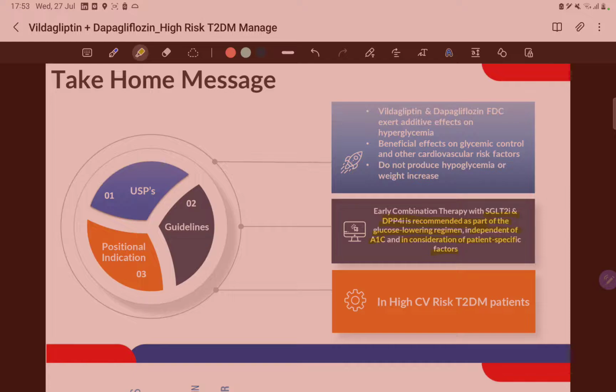So this is very important. We can say the combination of both the drugs should be used as early as possible in the diabetes patient, in a patient who has the highest cardiovascular risk due to type 2 diabetes mellitus.